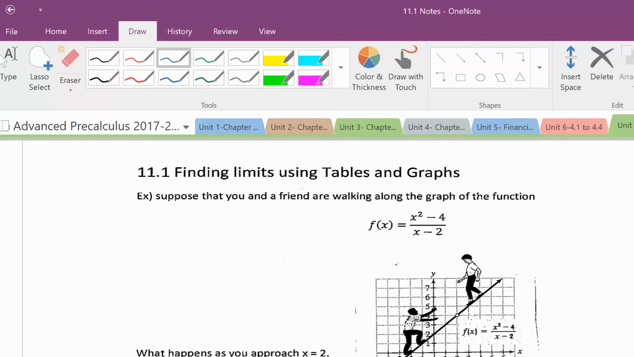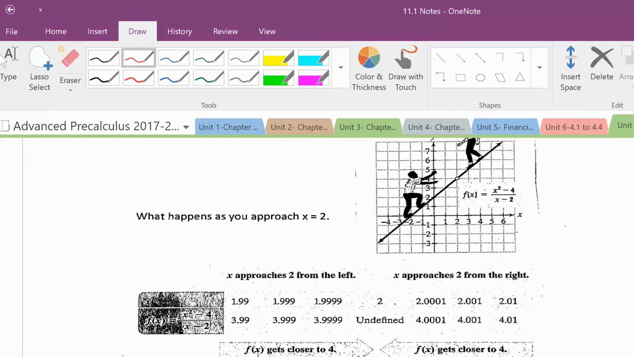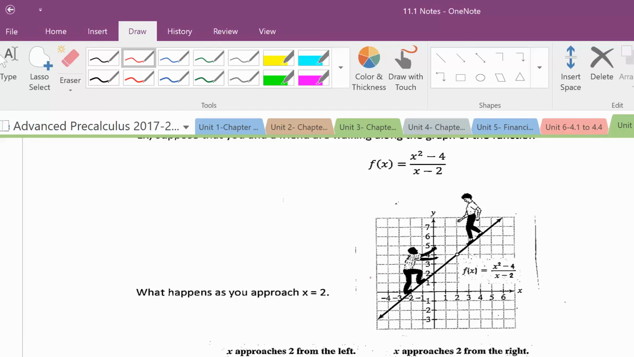Suppose you and a friend are walking along the graph of a function. Let's say the function is f of x equals x squared minus 4 over x minus 2, and you are walking towards the point x equals 2. The question is, as you're getting closer to 2, what y value are you approaching?